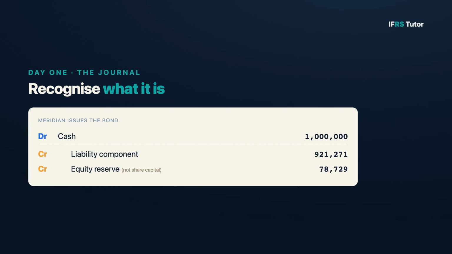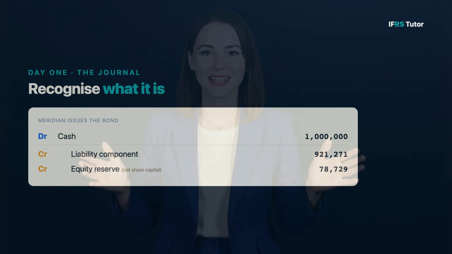Day 1, debit cash, 1 million. Credit the liability component, 921,271. Credit equity, a separate reserve, not share capital, 78,729. Two sides of one contract recognized as what they actually are. Here's what's easy to miss. After day 1, only one of those two components ever moves again.